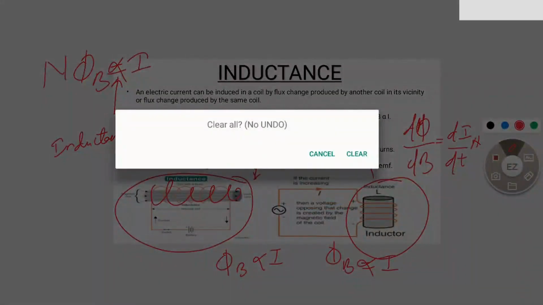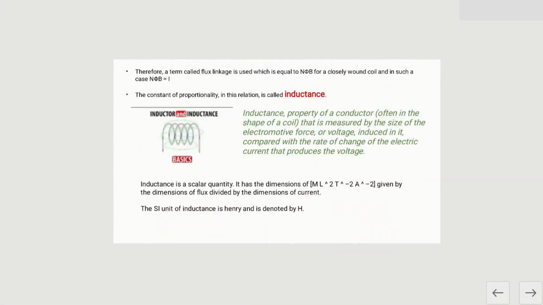Moving on to the next slide, we will see what inductance is. The general definition of inductance is that it is the property of a conductor which is measured by the size of the electromotive force or voltage produced by the rate of change of electric current. So inductance is measured by how much rate of change of current is used, or how much electromotive force or voltage is used to create the electromagnet.